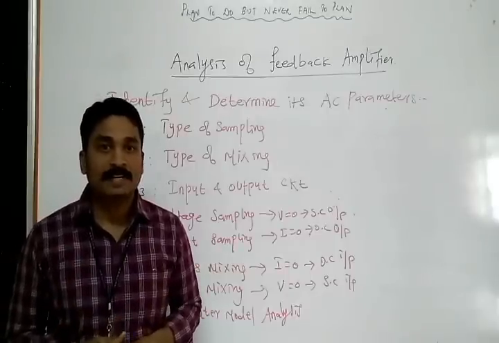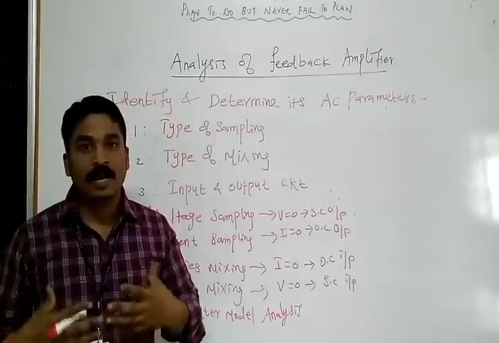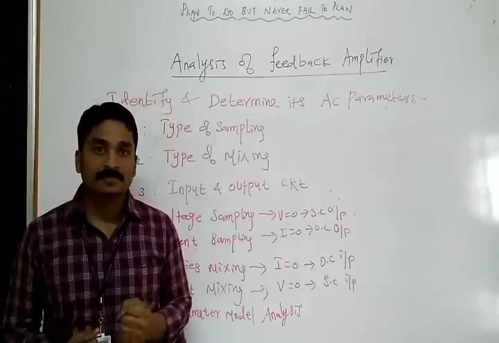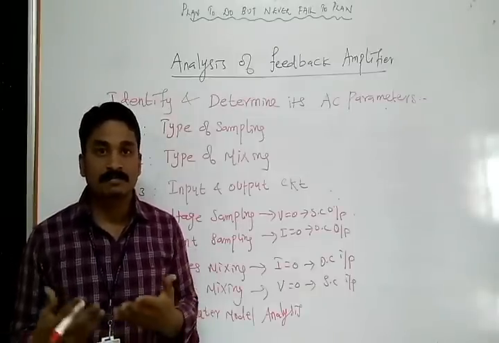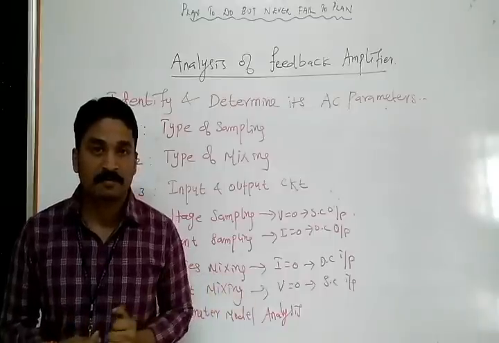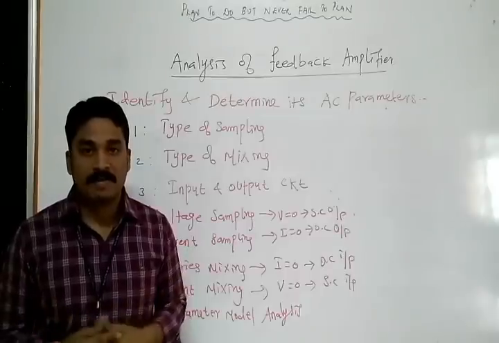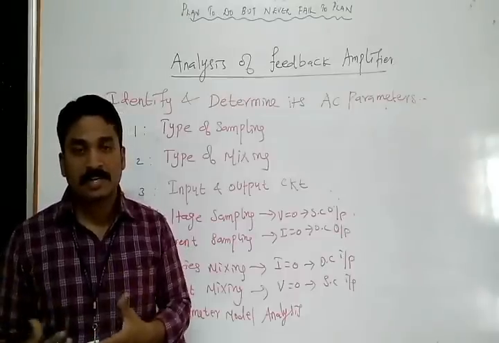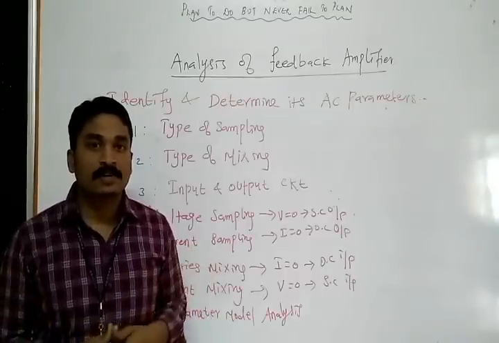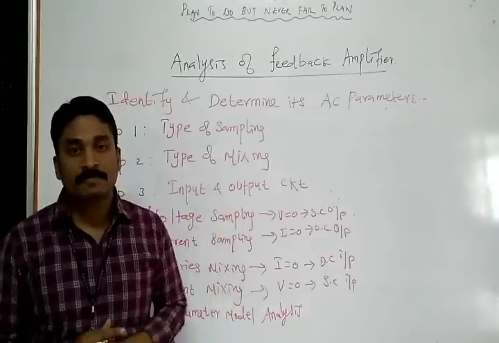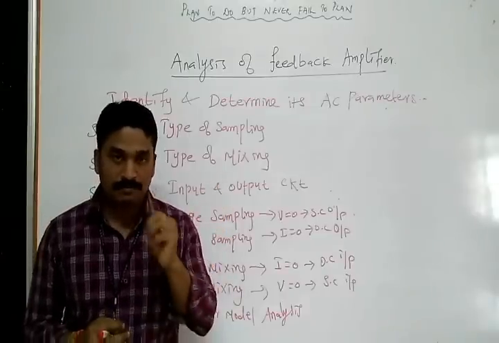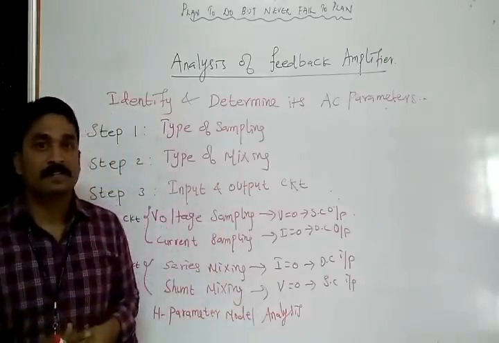After identifying the type of feedback amplifier, we have to analyze the amplifier circuit to get the voltage gain, input resistance, beta, feedback network value, and whatever AC parameters we need, which we can find by using certain rules. This is what we are going to discuss now, analysis of feedback amplifiers. There are 4 steps to analyze any feedback amplifier circuit.